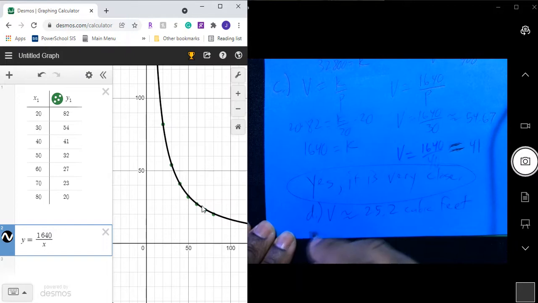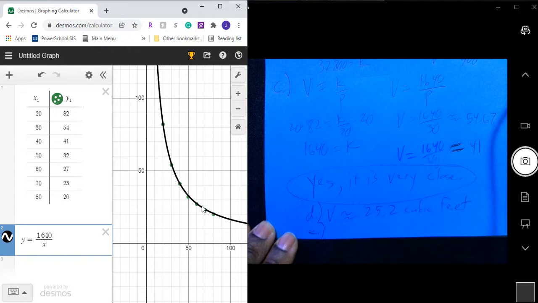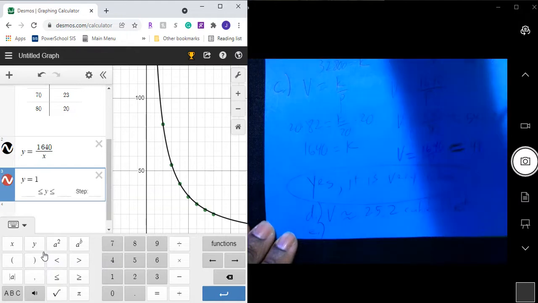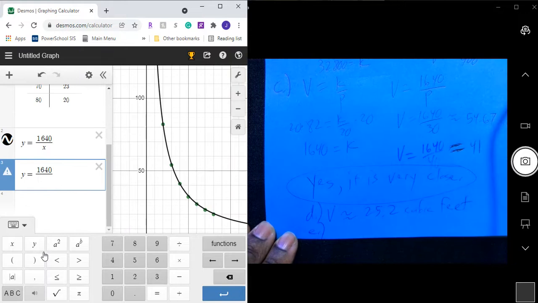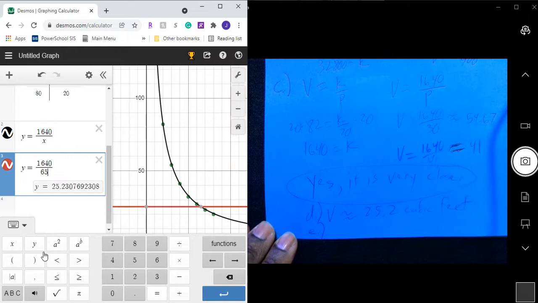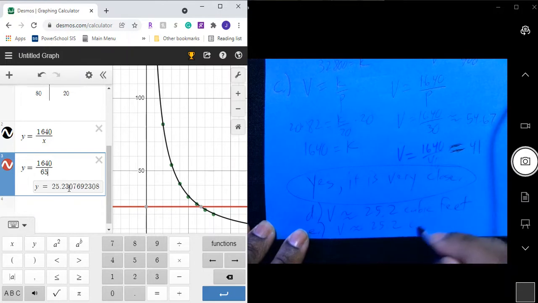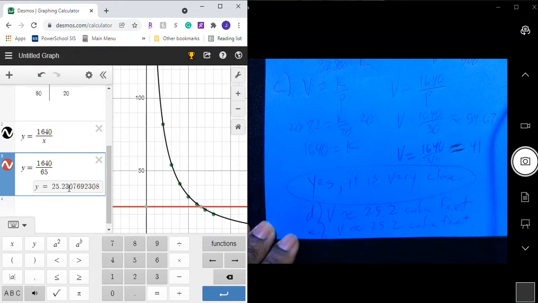And then finally E, it says verify your answer in part D using a model from part C. So basically what we could do, we could just substitute. We have y is equal to 1640 divided by 65, and it gives us about 25.2. So V is approximately 25.2 cubic feet. So it works. And we are done with section 5.2.